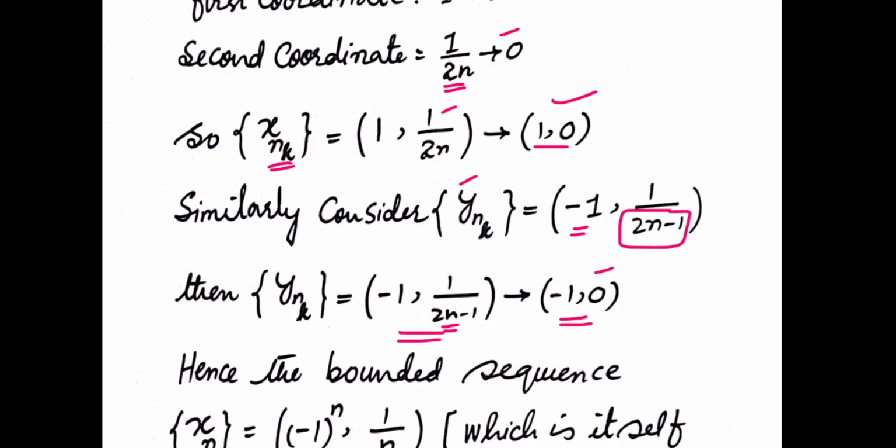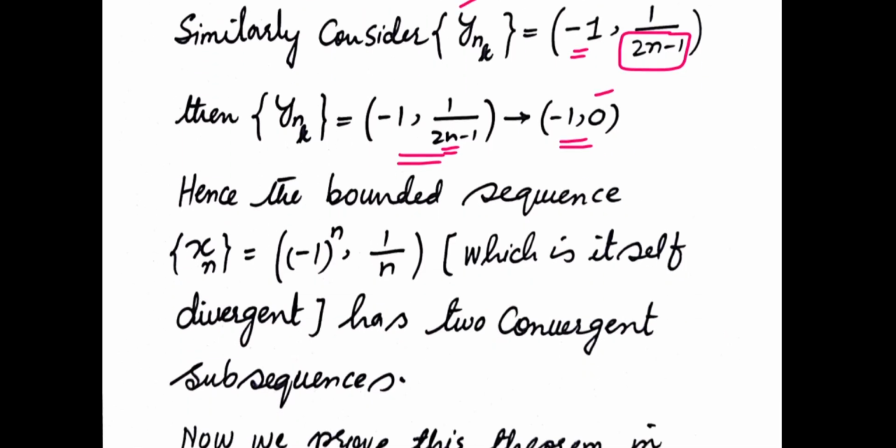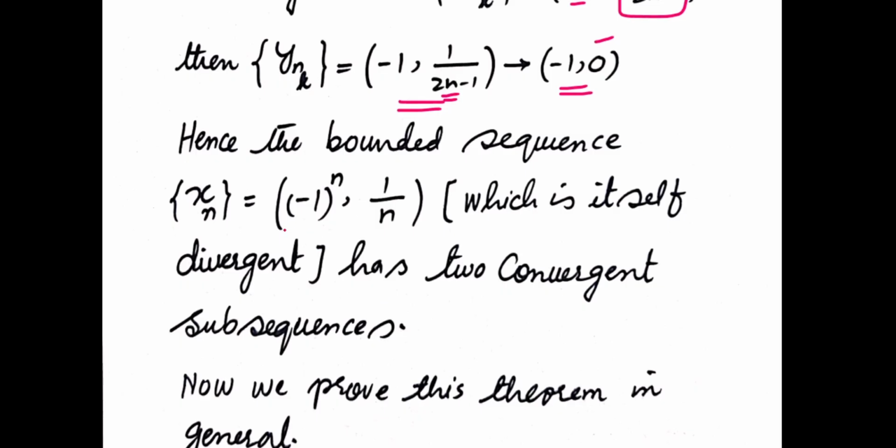Hence our bounded sequence xn. And further you can notice that this is an interesting thing. This is a bounded sequence, but it is itself a divergent sequence. Why is this a divergent sequence?